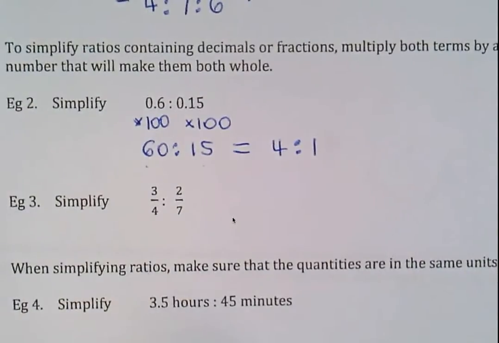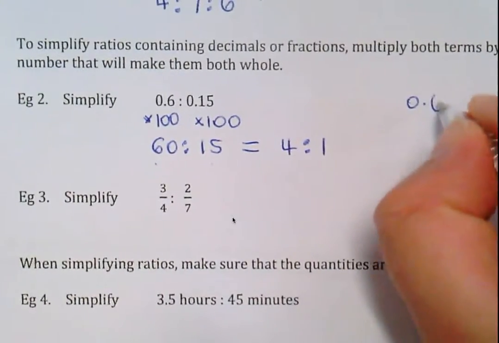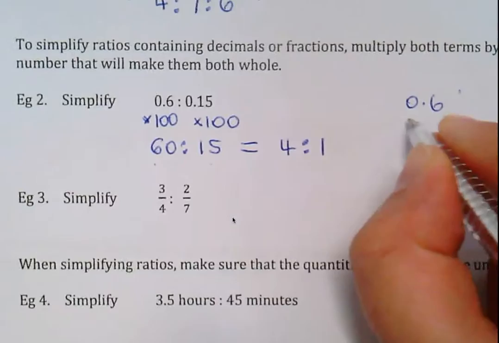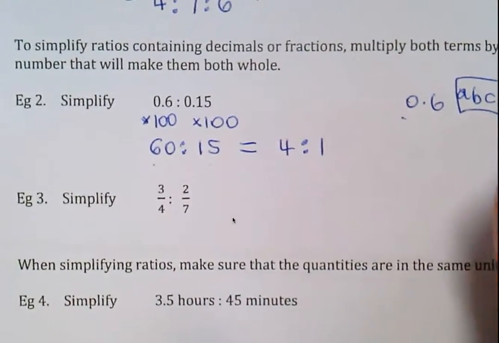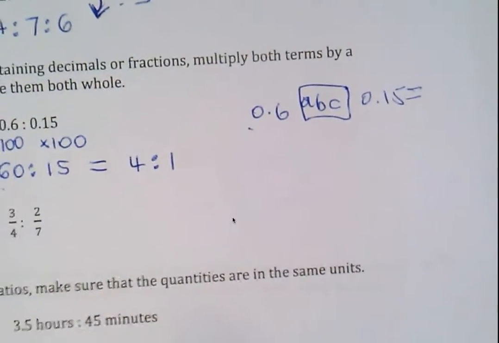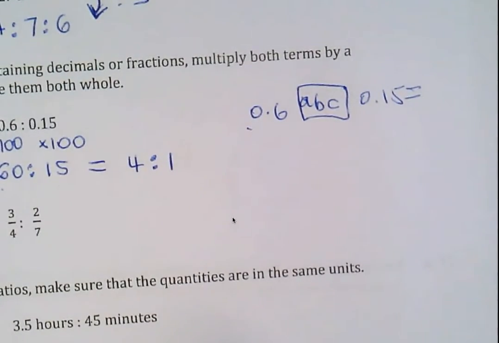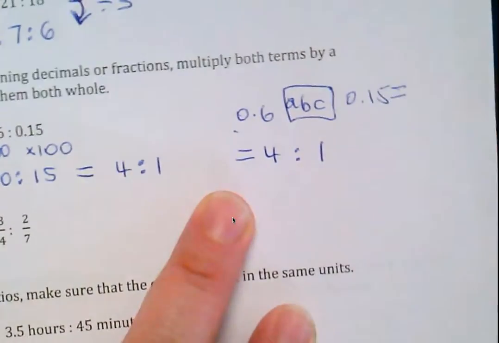But guess what? In general maths, you get to use a calculator. So you don't have to do this by hand. This is what you do: you go 0.6, your fraction button, the ABC button, 0.15 equals. Now, if you've got the fraction button, please use the fraction button. You know how some of you have. So go 0.6, this is the blue calc, ABC button, 0.15 equals. What do you get? You get 4, because it's 4 is to 1.